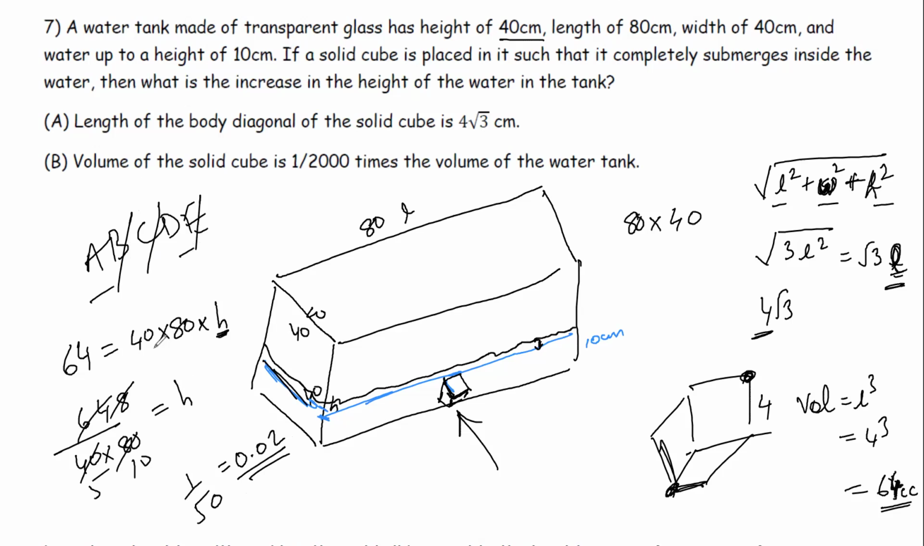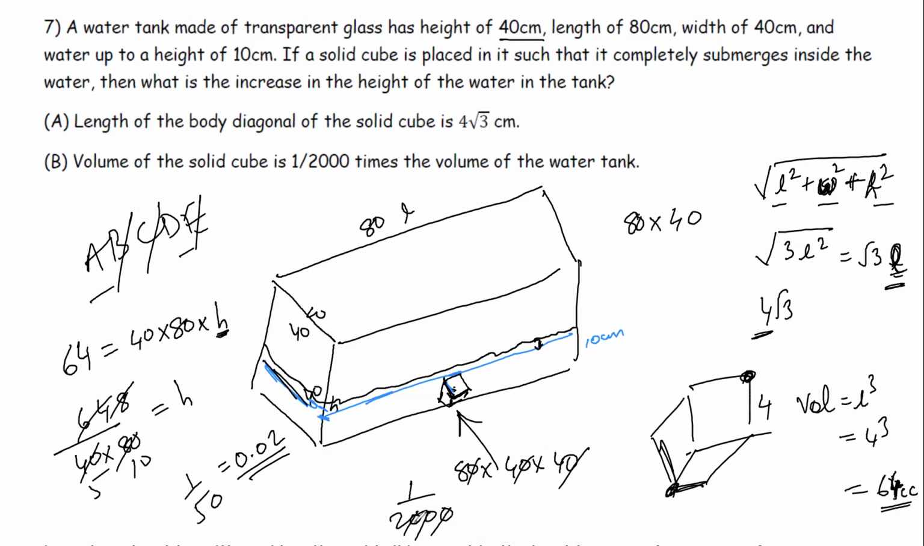All right. Okay. Now the second statement says the volume of the solid cube, yeah, that is this small cube, is 1 by 2000 times the volume of the water tank. So what is the volume of the water tank? Length into width into height.